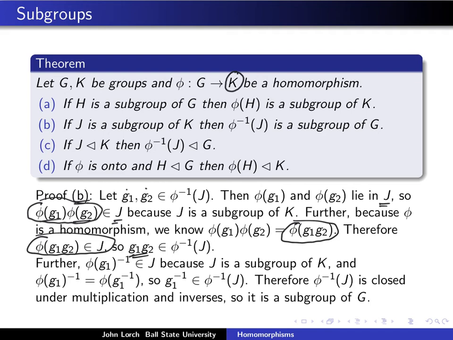Further, if you take phi of g1 inverse, that's going to be in J because J is a subgroup. And phi of g1 inverse is phi of g1 with the inverse inside. That's due to one of our previous theorems. And so that means that g1 inverse is in this inverse image of J. So phi inverse of J is closed under multiplication and inverses, and therefore it's a subgroup of G from probably, I think, theorem 5.1 back in section 5.